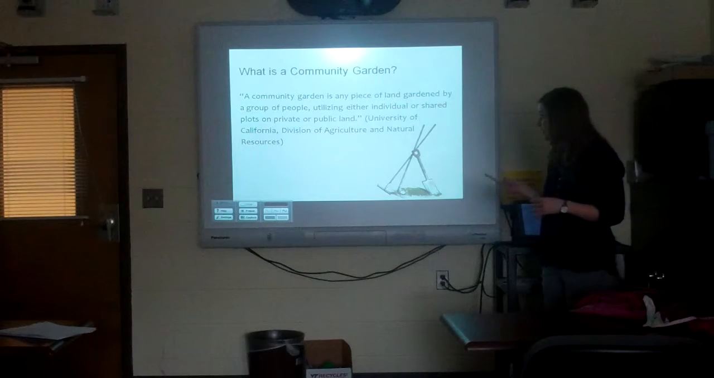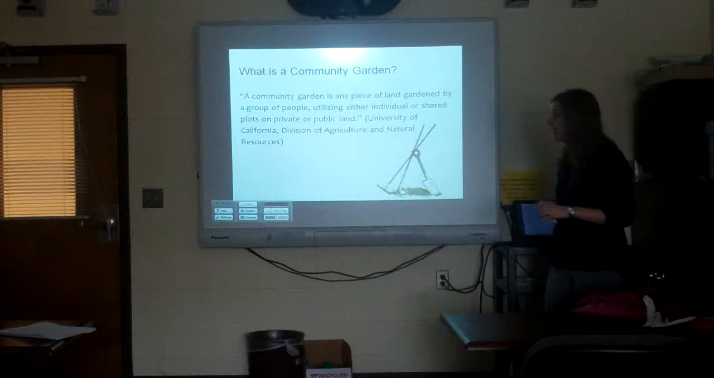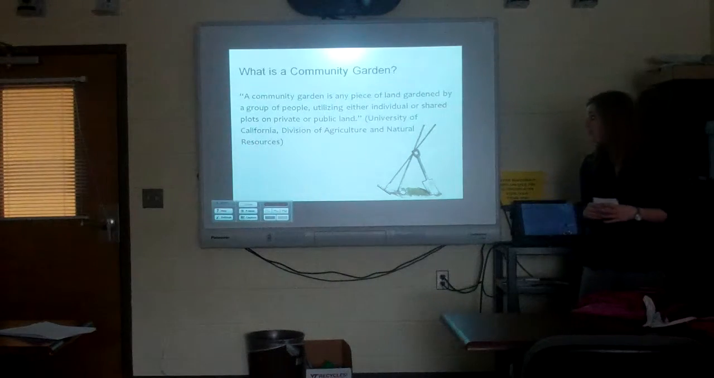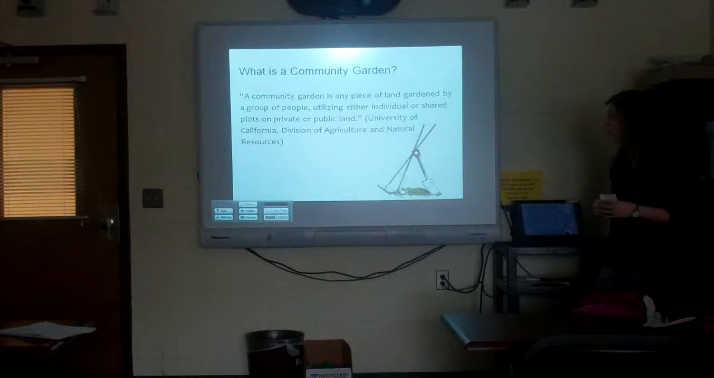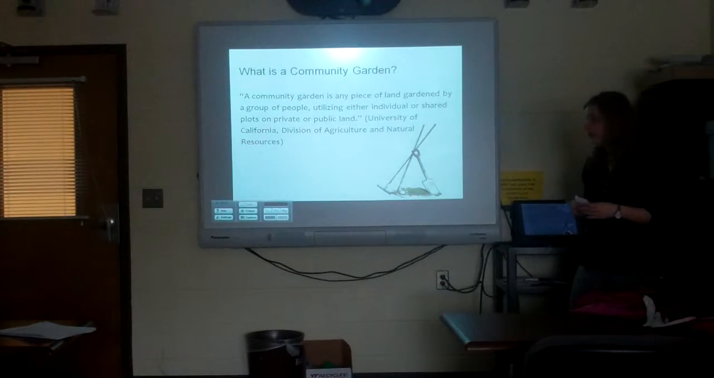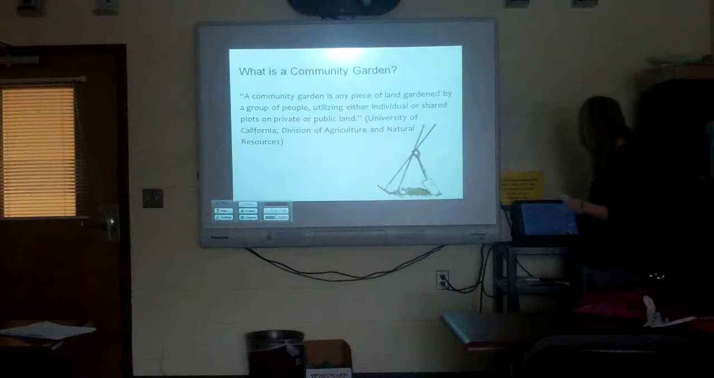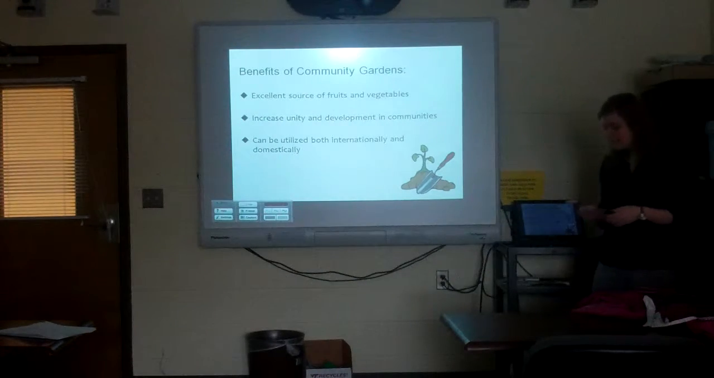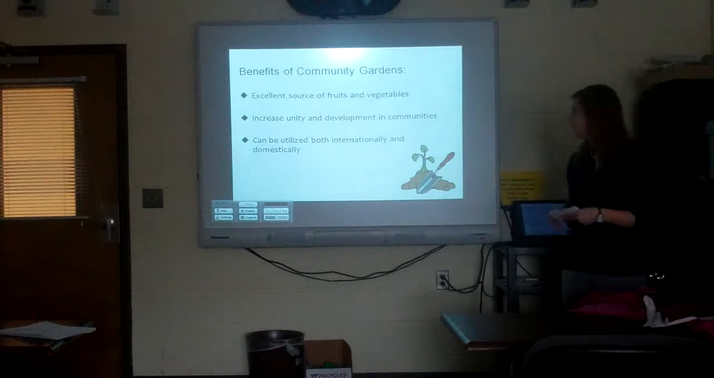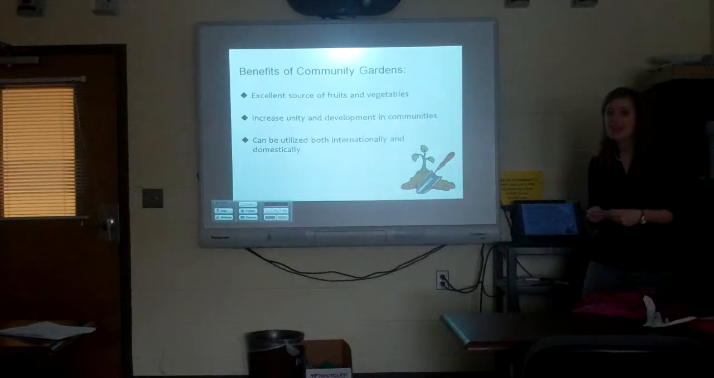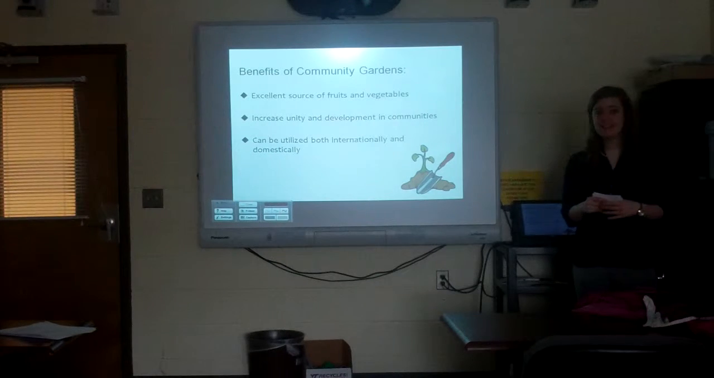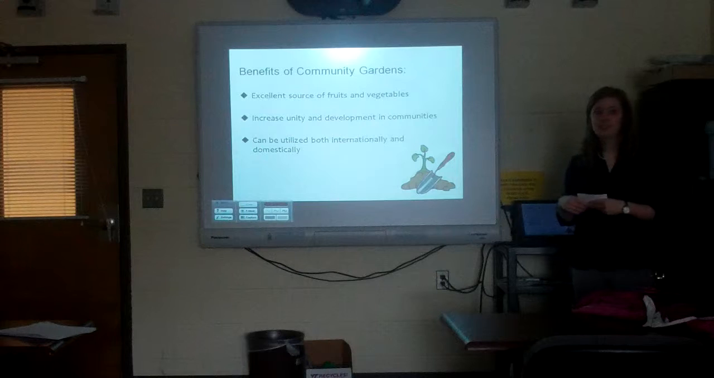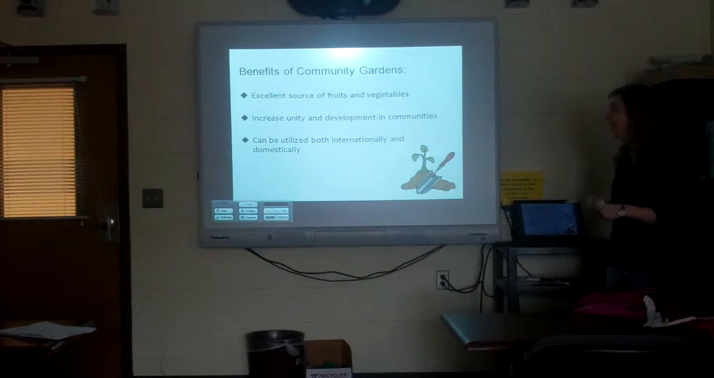A more specific definition from the University of California says that a community garden is any piece of land gardened by a group of people utilizing either individual or shared plots on private or public land. So some benefits of community gardens is that they're a good source of fruits and vegetables, especially in areas that rarely have access to crops and just playing in the dirt.